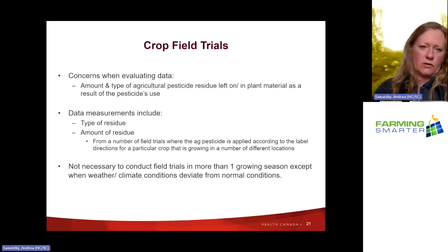So crop field trials, they try and do more than one. And basically one season is all they really need if they have more than one trial done in one location.